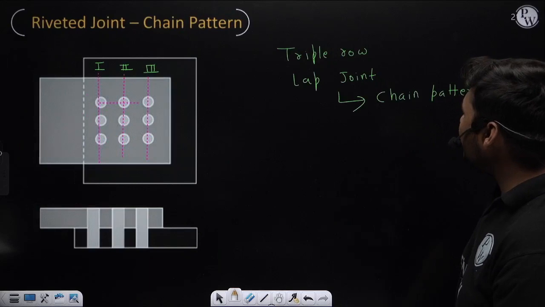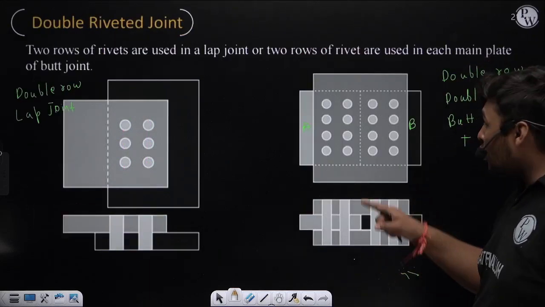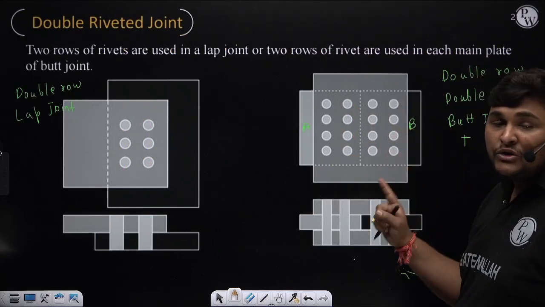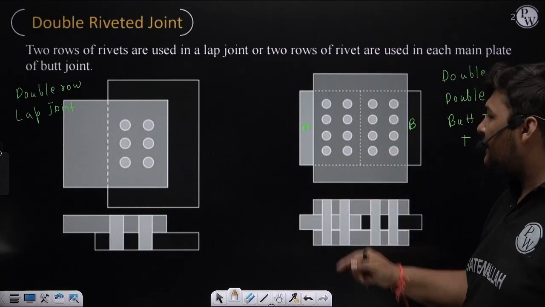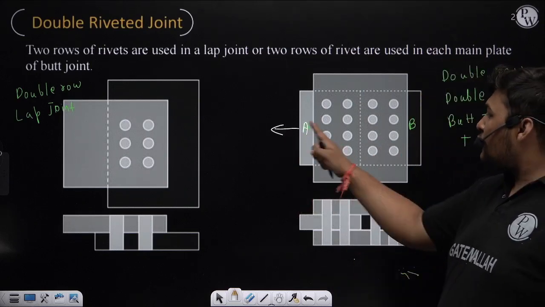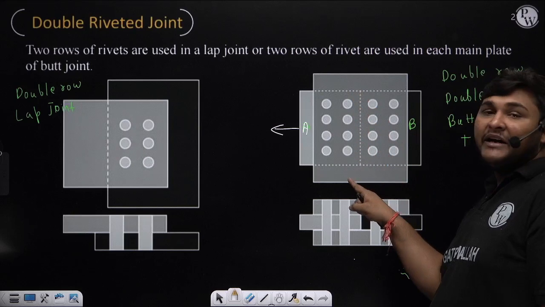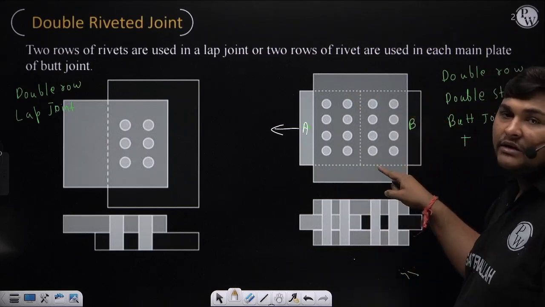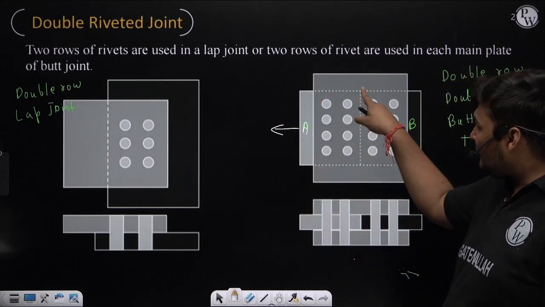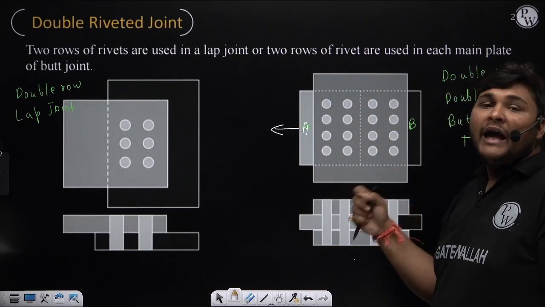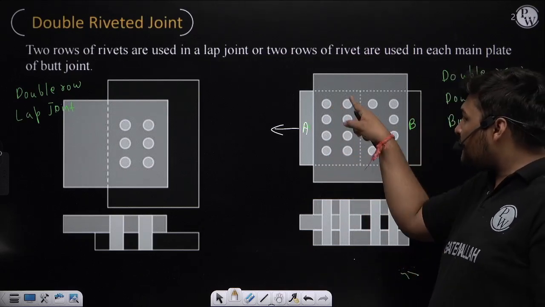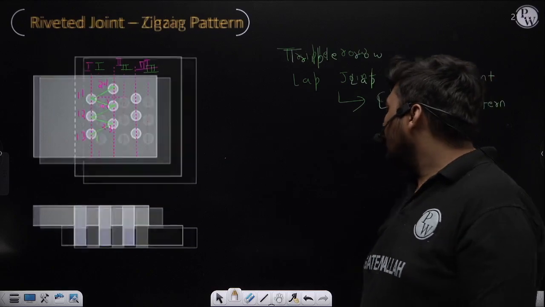But if in this diagram I ask what is the number of rivets, don't say, sir, it is 4, 8, 12, 16. No, you have to see the number of rivets per plate. Because if any load is acting on plate A, this load will try to fail the rivets of this plate. It will not try to fail the rivets of the other plate. So we need to see the number of rivets per plate. Like in one plate, the number of rows is 2 and the number of rivets in each row is 4. The total number of rivets is 4 plus 4, that is 8.